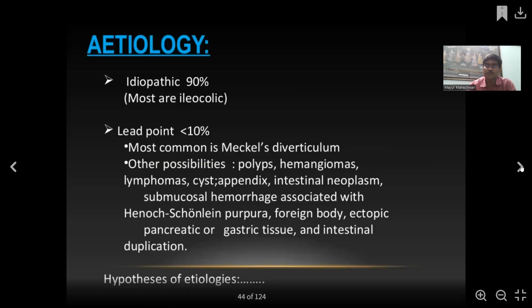Etiology: mostly they are idiopathic cases, and most of them are ileocolic. In less than 10% of the cases, you can find a lead point. Most common is a Meckel's diverticulum. Other possibilities include pathologies like hemangiomas and polyps. There could be lymphomas, some cysts. The appendix is also implicated, as a cause of recurrent appendicitis and recurrent intussusception. Intestinal neoplasms rarely. Some mucosal hemorrhages associated with Henoch-Schonlein purpura can cause intussusception. Sometimes, rarely, foreign bodies, ectopic pancreas or gastric tissue, and intestinal duplication cysts.